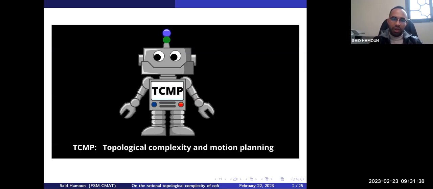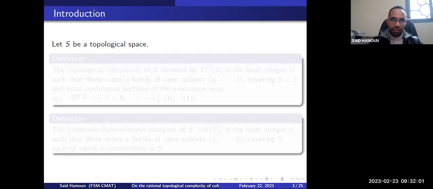So today I'm going to talk about topological complexity, which was introduced by Michael Farber in his approach to the motion planning problem. And more exactly, I'm going to talk about the rational topological complexity of coformal elliptic spaces. Before beginning, let me say a few words about our background.